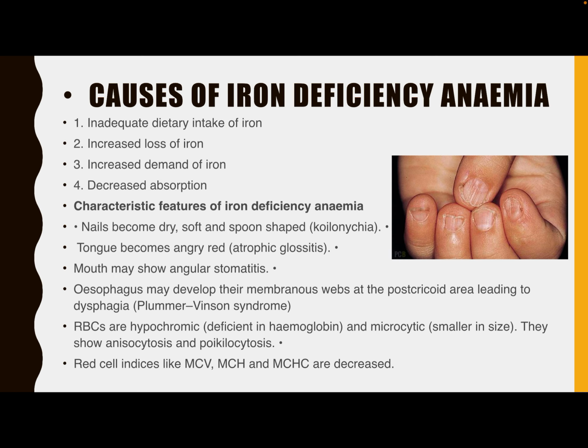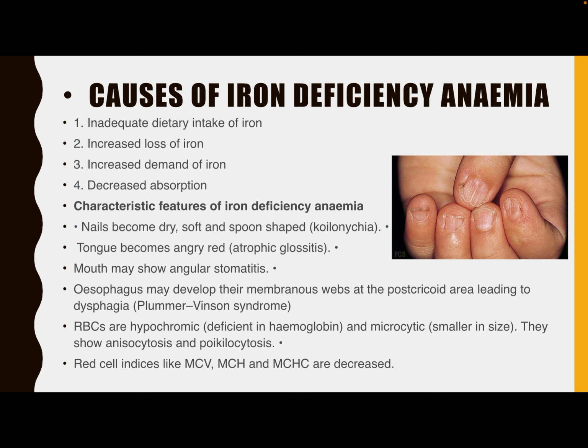There are some special characteristics of iron deficiency anemia. The nails become dry, soft and spoon shaped, known as koilonychia, that we can see in this picture. The tongue becomes angry red, also known as atrophic glossitis. The mouth may show angular stomatitis, where the sides of the mouth become inflamed. The esophagus may develop membranous webs at the postcricoid area, leading to dysphagia, known as Plummer-Vinson syndrome.